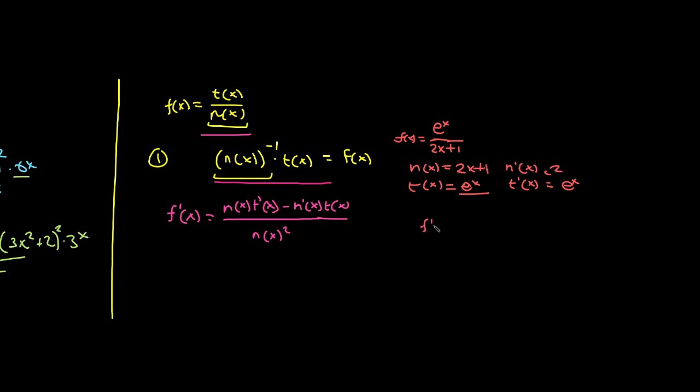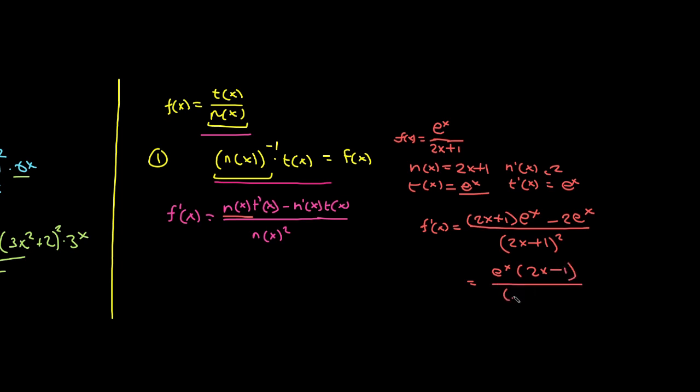And so now we can just plug it into the formula. First of all, we have n of x, that's 2x plus 1, times the derivative of t, that's just e to the x, and we subtract off the derivative of n, that's 2, times the regular t, like that. And then we have n squared, and I'll just leave it squared like this. I can still factor out e to the x, which is kind of nice. So it'll become like this. And that is the final answer.